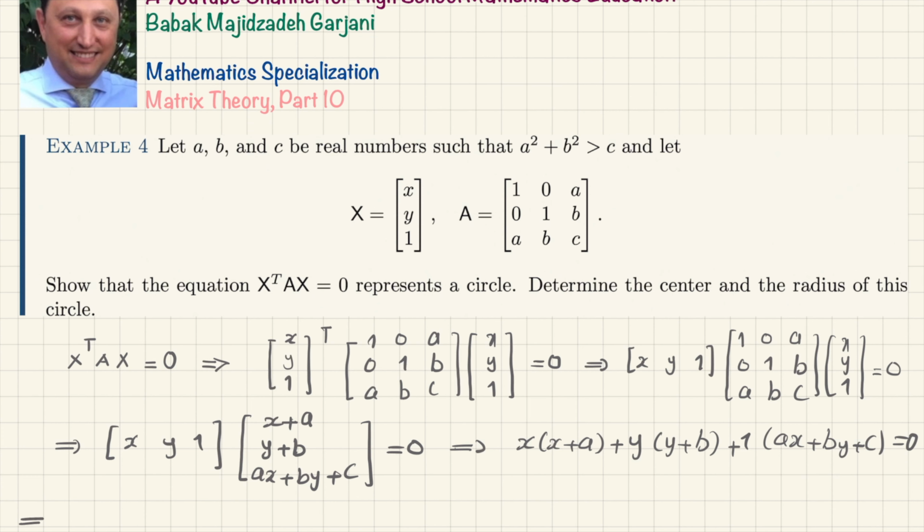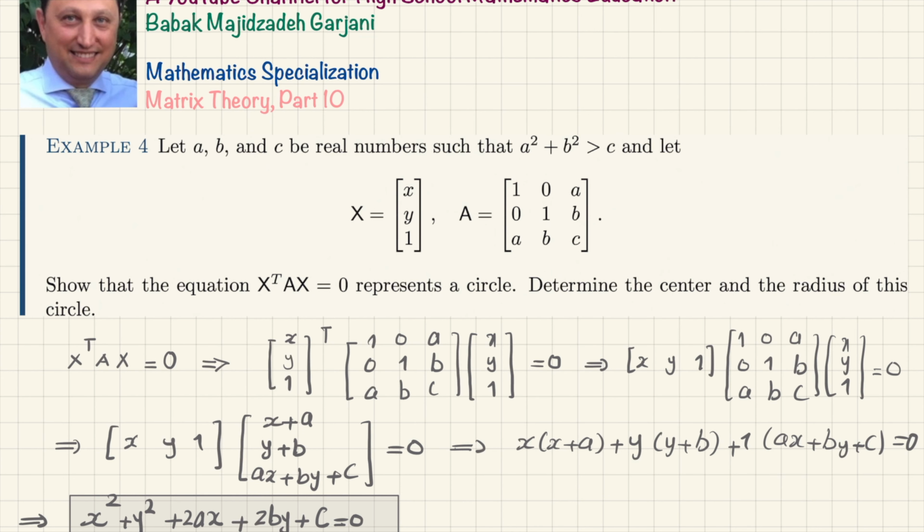Now, if I expand that, x times x is x squared, y times y is y squared. And then I have a times x from here, another ax from here, so it becomes 2ax. And the other one for the same reason becomes 2by, and the other one is c equals 0. So that is the first part of the problem. So you were able to actually understand what the equation is.